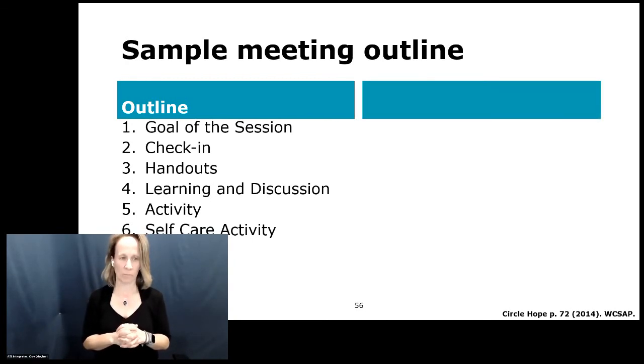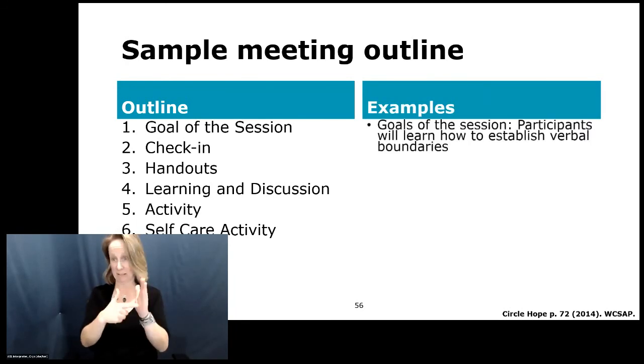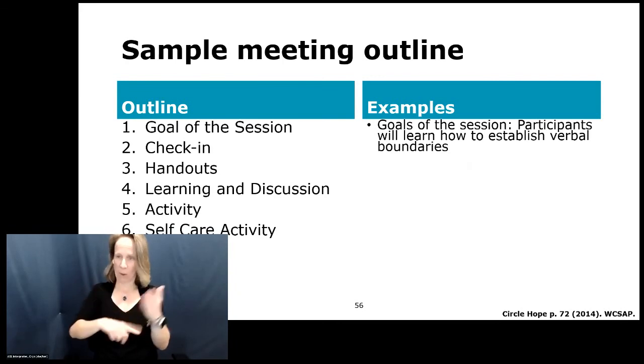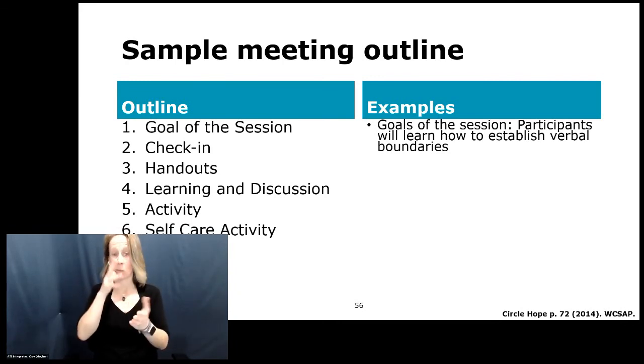So I wanted to make sure we also got some examples of some of these things. The goal of the session is the objective of the group and what participants are supposed to gain from attending. So in our sample goal of the session, participants will learn how to establish verbal boundaries.